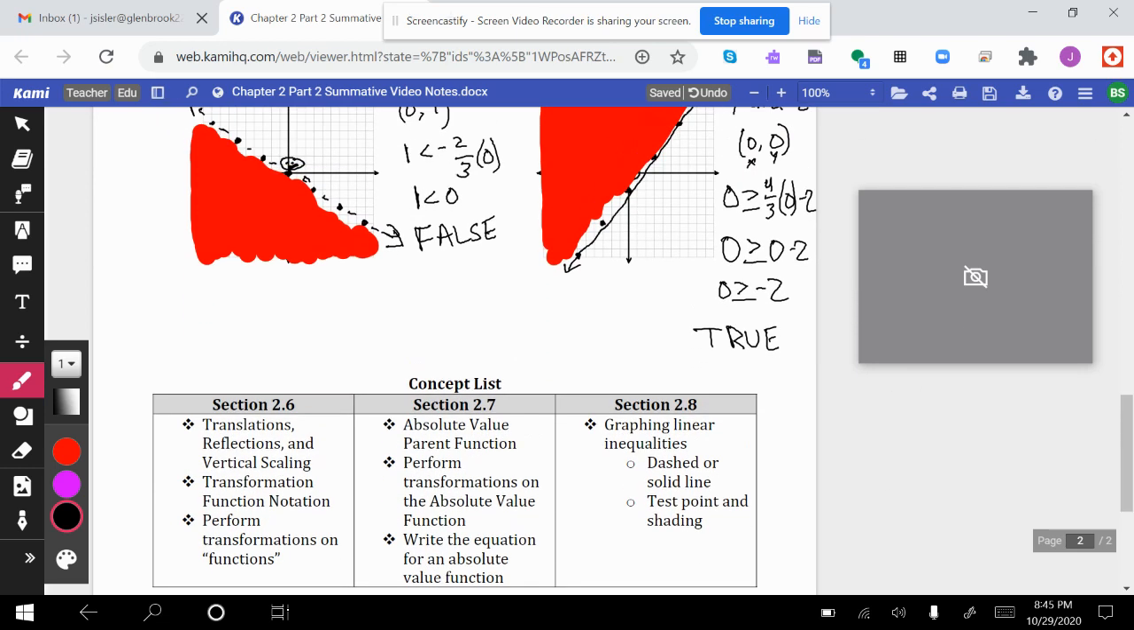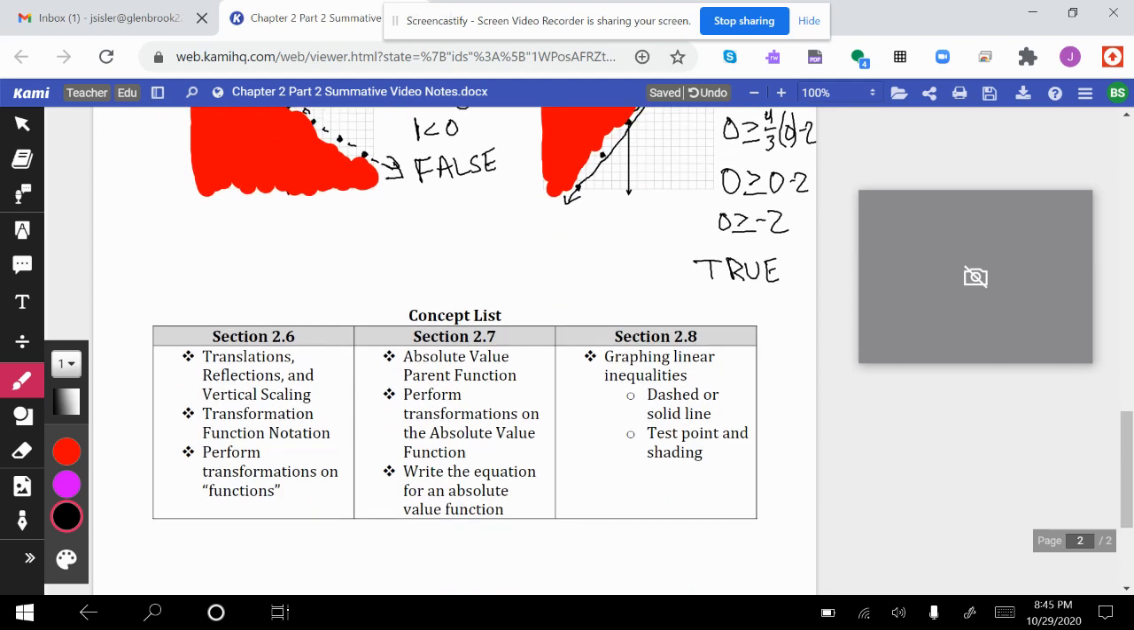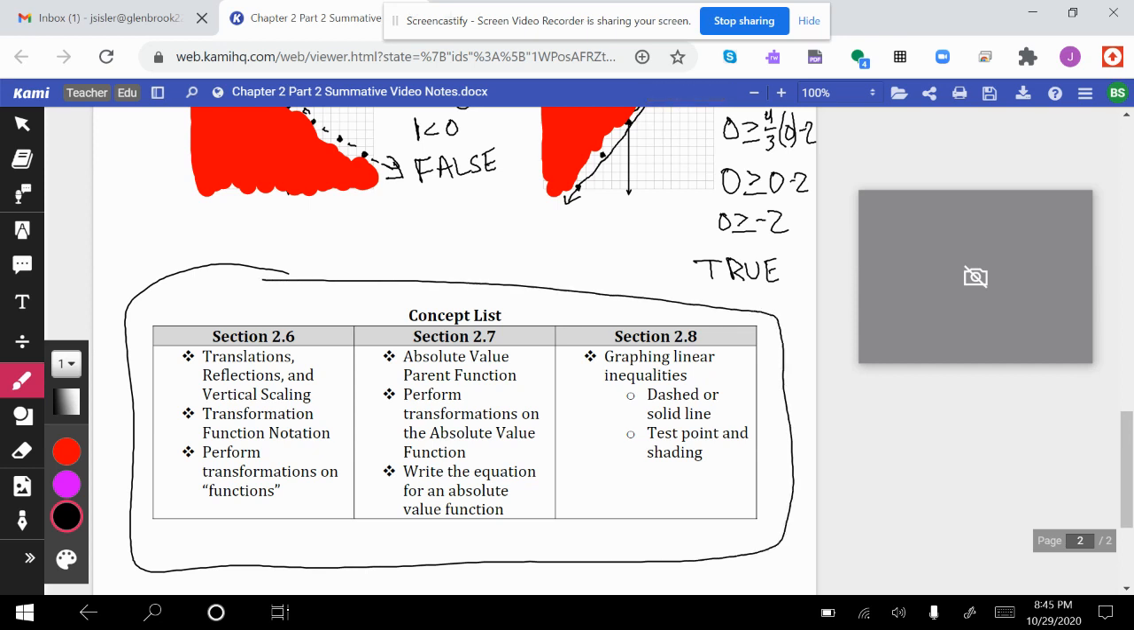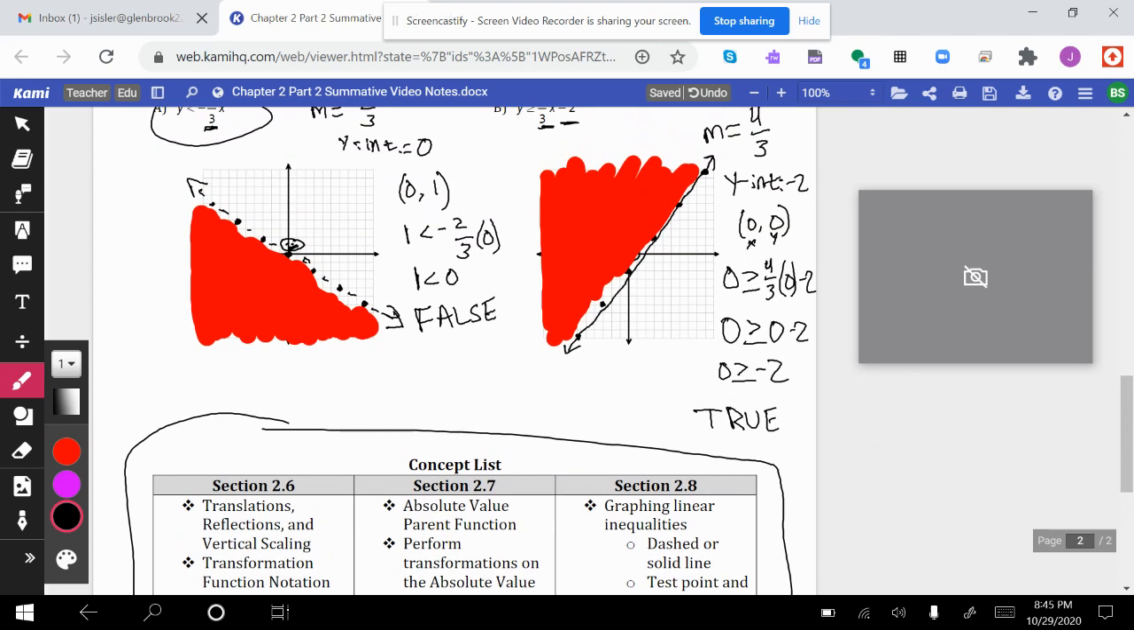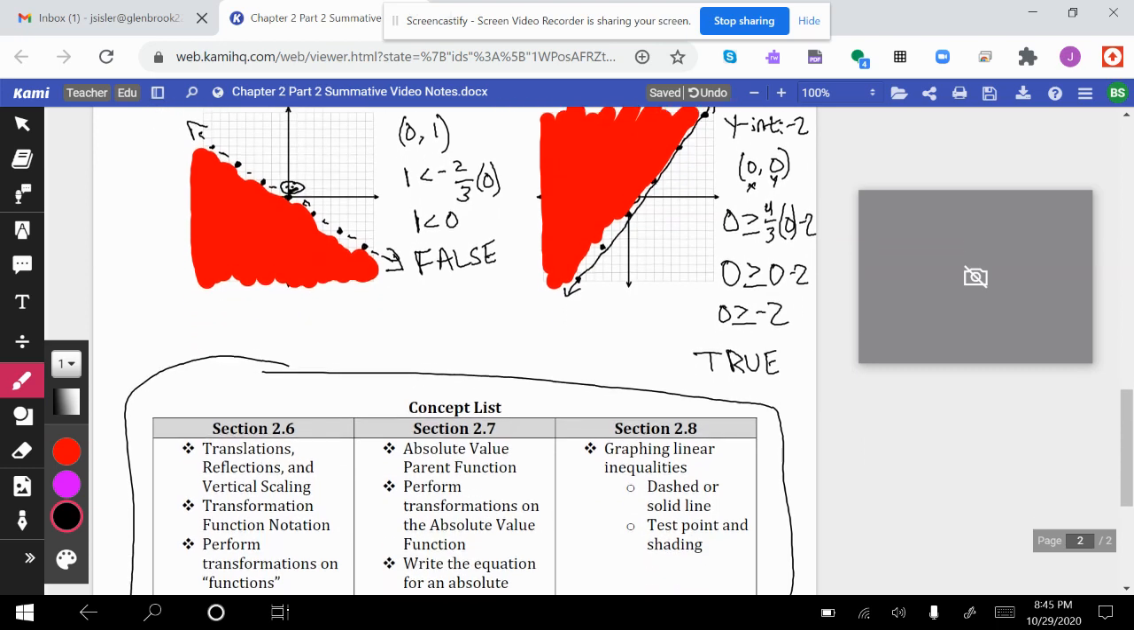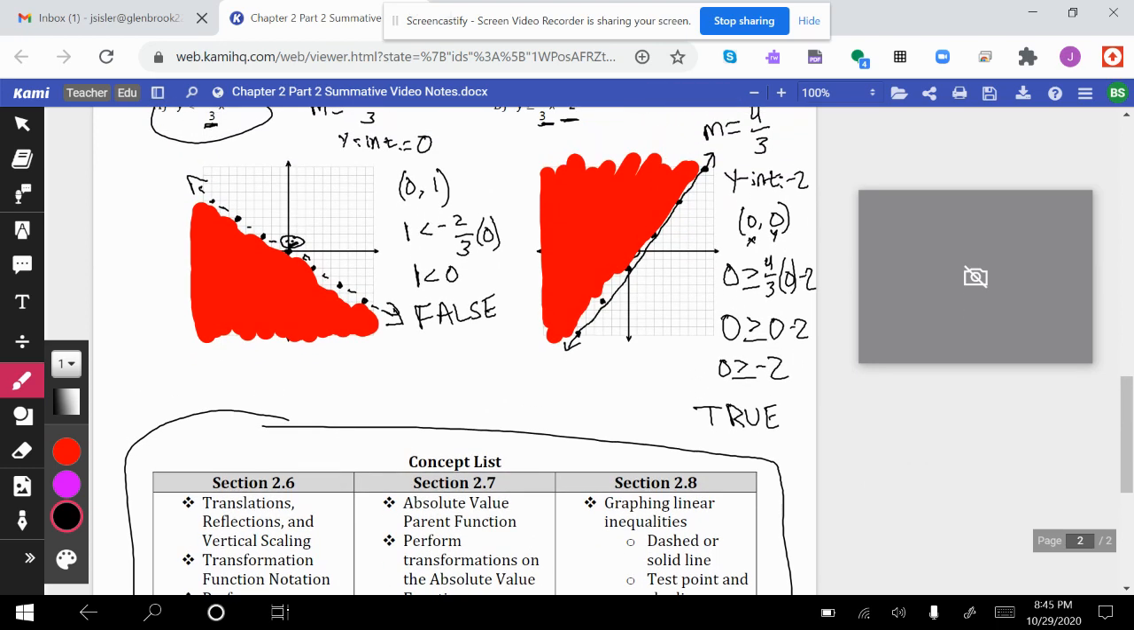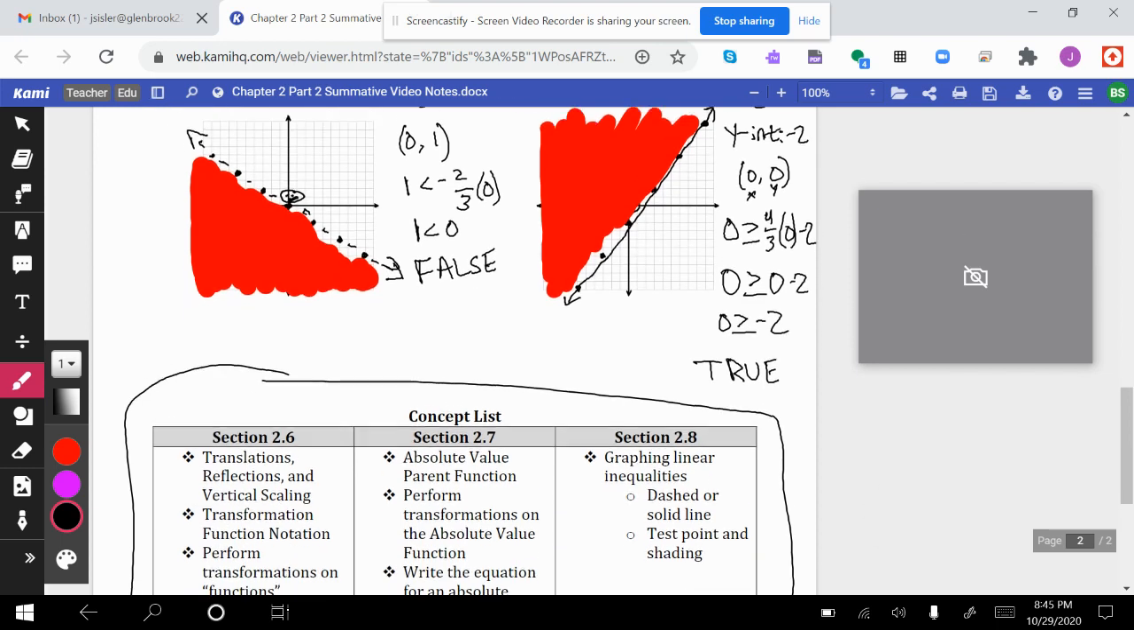All right. So that was essentially one problem from each of our concept lists. From 2.6, we have translations, reflections, and vertical compressions and stretches. We have transformations. 2.7 is our absolute value. And then 2.8 is what we just did with graphing linear inequalities with the dashed or solid line, and then using the test point to determine what we're going to shade. Okay.